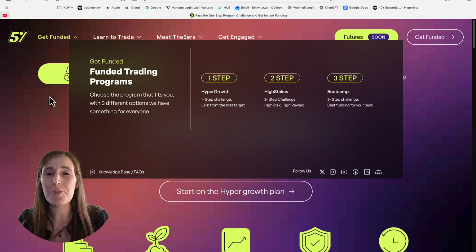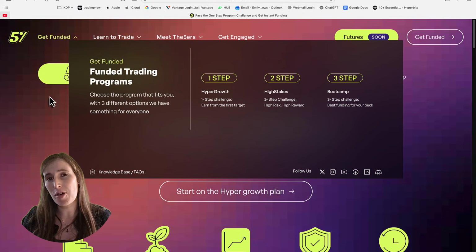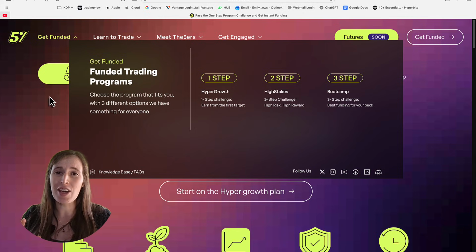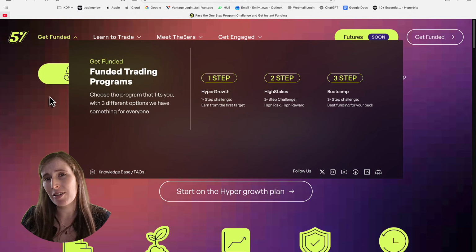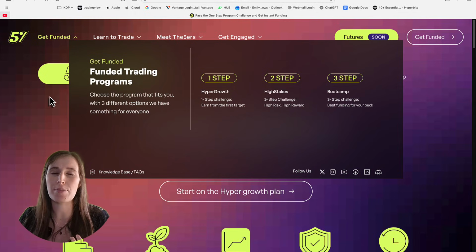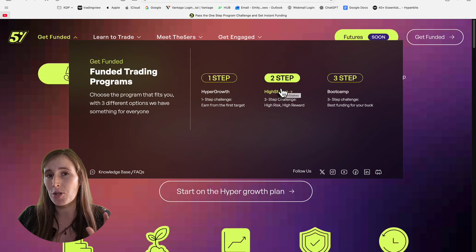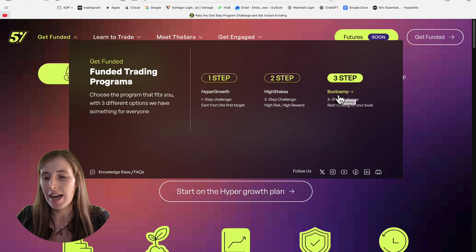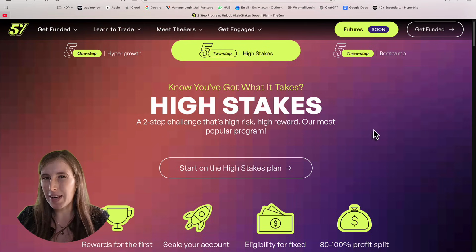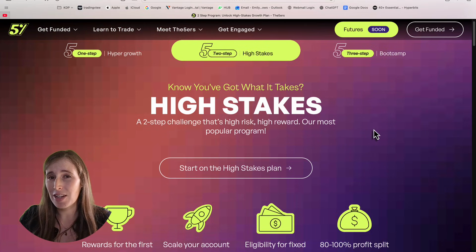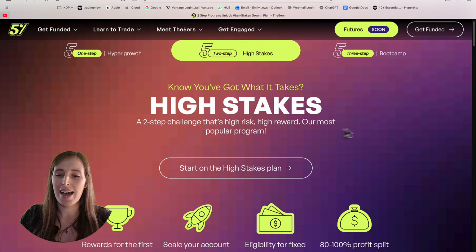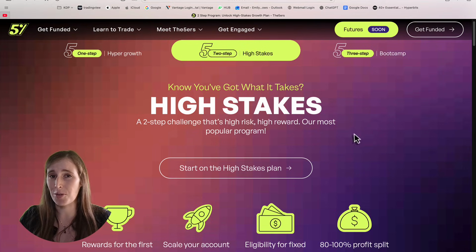If you're unfamiliar with the 5%ers, they are a prop firm where you can carry out a challenge in order to get access to a fully funded account where you trade their account capital and you take a split of any profits made on the account. They have 3 different options: the hyper growth program, the high stakes program, which is what I am currently enrolled into, and the bootcamp program. I'll give you a quick insight into high stakes just in case you're interested if you want to access a higher account so that you can trade and make profits from your trading.